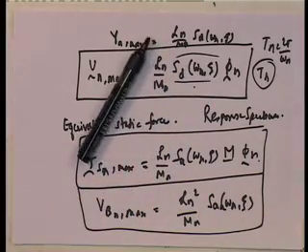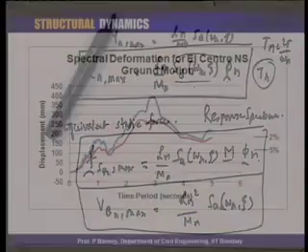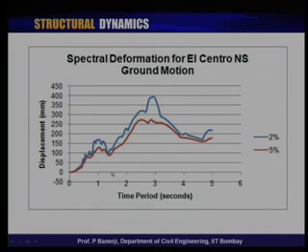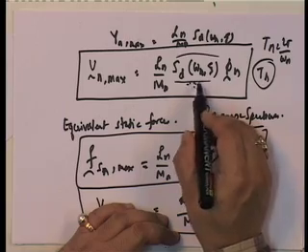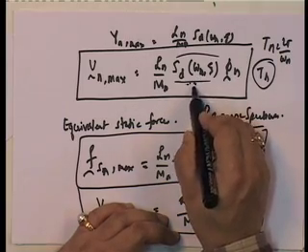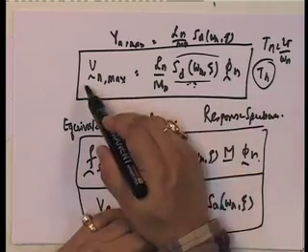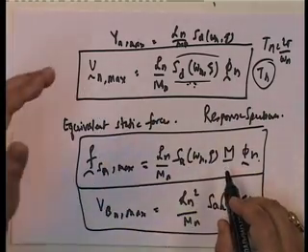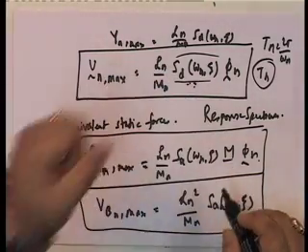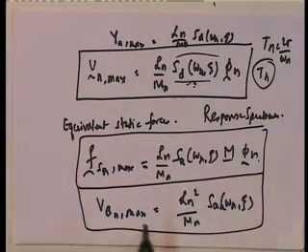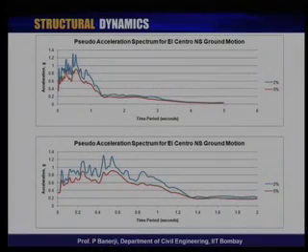Then you go to the second mode. The second mode let's say is 1.5 seconds. If you take it as 1.5, we come here and we see 100. So for the first mode this was 260, and for the second mode this is 100, and you have L2, M2, and you can find out the V2 max. So you can find out the displacement in each mode this way.